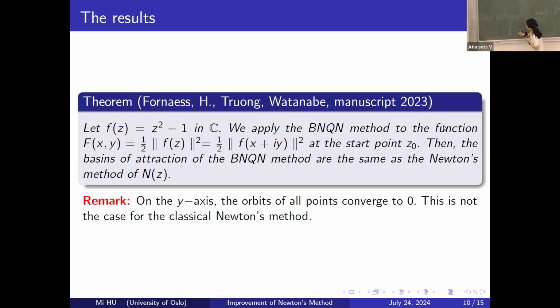On the left half plane or right half plane. If you're on the right half plane, then you take any orbits, they will converge to 1. You take this side, then all your orbits will go to -1. The difference is when you're on the y-axis, the orbits always converge to 0. This is different from the Schroeder theorem.